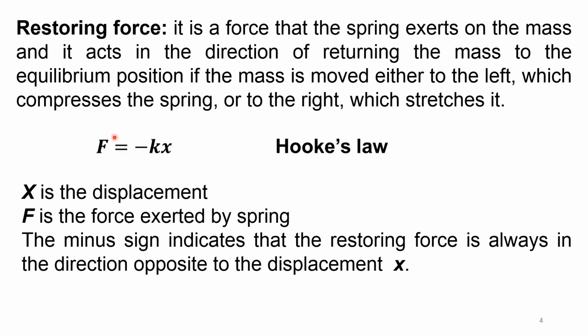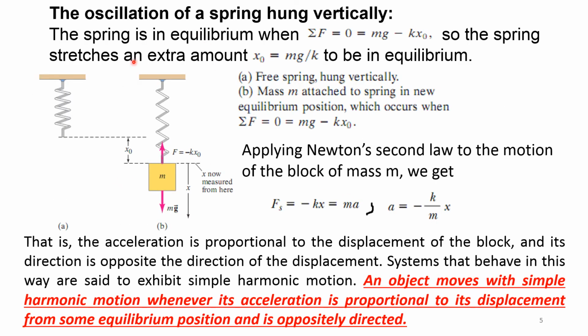Then the restoring force is expressed by Hooke's law. This force equals minus kx, where k is called the spring constant or the force constant, and x is the displacement, either extended length or compressed length. The minus sign here indicates that the restoring force is always in the direction opposite to the displacement. When you stretch the spring, the restoring force is in the opposite side, to the left. When you are compressing the spring to the left, the restoring force is to the right, as shown here.